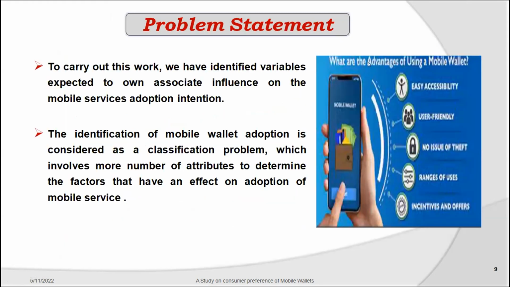The problem statement which I have stated is: to carry out this work, we have identified variables expected to have an influence on mobile services adoption intention. The identification of mobile wallet adoption is considered a classification problem, which involves a large number of attributes to determine the factors that have an effect on the adoption of mobile services.